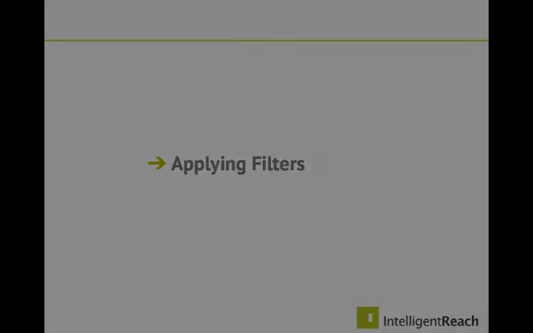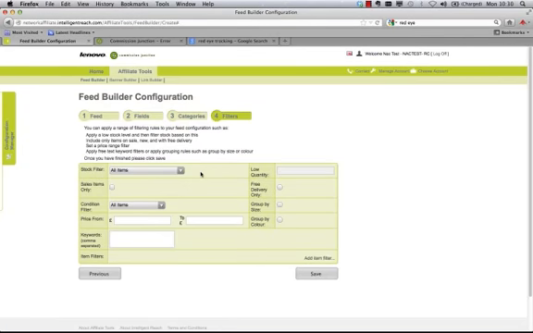Applying filters. The fourth and final stage of the feed building wizard is where you can apply a range of additional filters, such as stock. You can even set your own low stock levels and use this to filter out products under a certain quantity. Select only sale items, very useful if you have a sale only site, or those items with free delivery, great if you run a free delivery site.